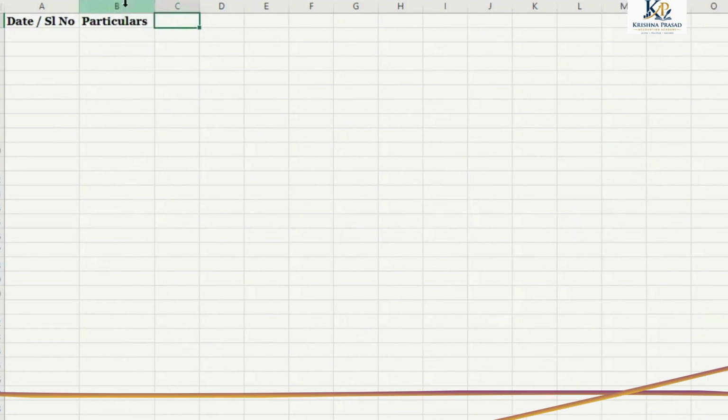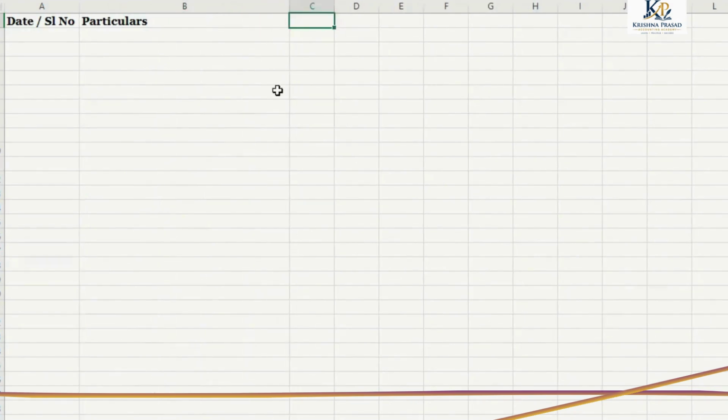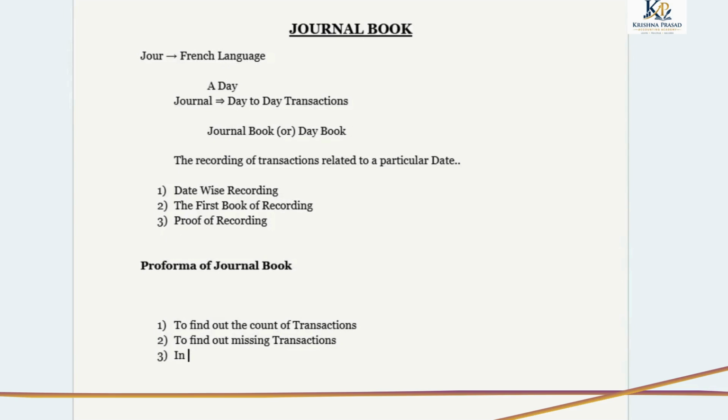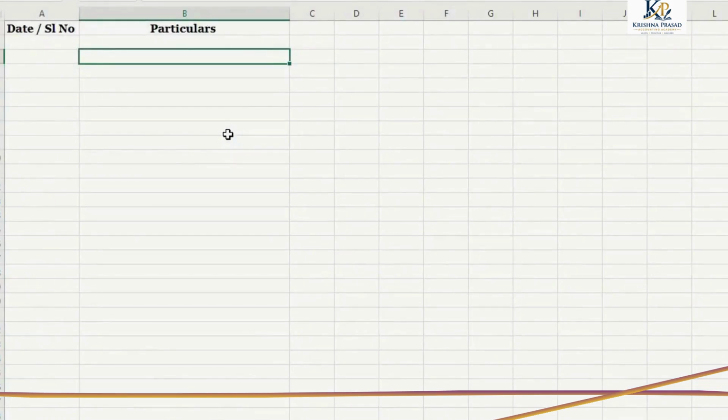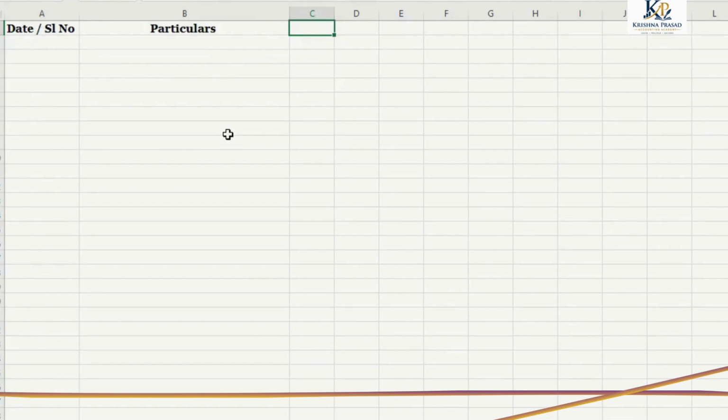So particulars means where we are preparing the entries, the journal entries or compound entries, anything. In the particulars, we are going to prepare entries. In the entries we have different types, but here I'm just explaining only the entry part. I'll give you the types of entries and everything. Okay, so next, after the particulars we have a column called LF.